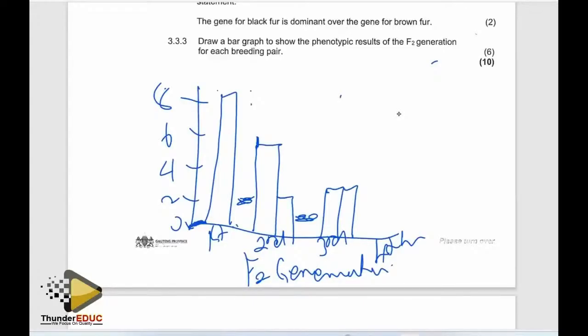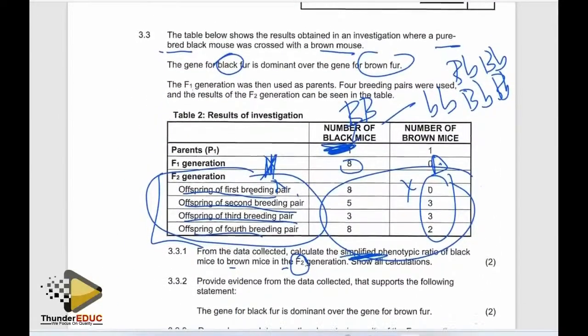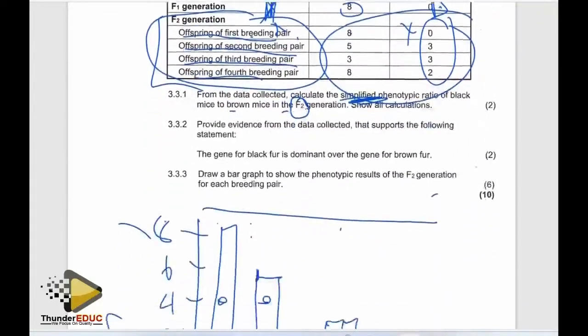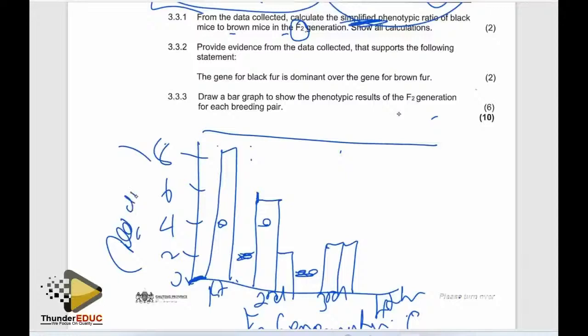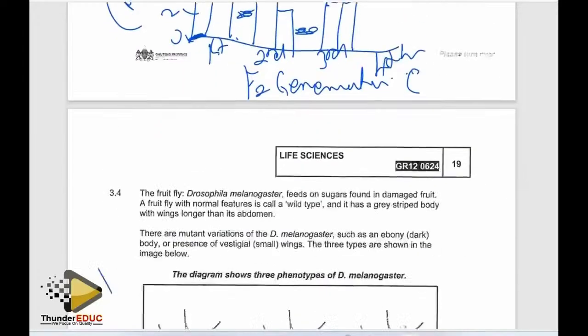The bars must be the same size. You put the caption there, and you put the unit if it's needed. Here you're supposed to write number of mice, in brackets black and brown. So basically that's what you're supposed to look at. When I say type of graph, title, scale, labeling of axes, all those things, we keep giving you marks. But basically that's the bar graph they are looking for.